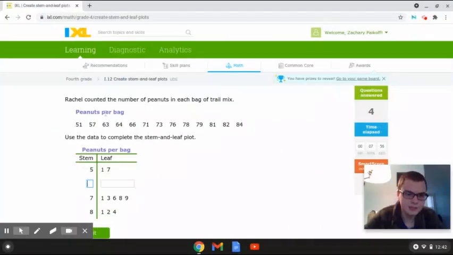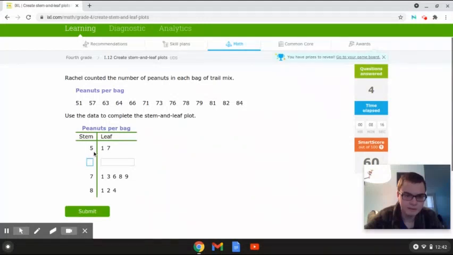All right, so this next problem reads, Rachel counted the number of peanuts in each bag of trail mix. And the peanuts per bag are 51, 57, 63, 64, 66, 71, 73, 76, 78, 79, 81, 82, and 84. All right, so the first one is done for us, which is the stem for the numbers that are with the 5, so that's 51 and 57.